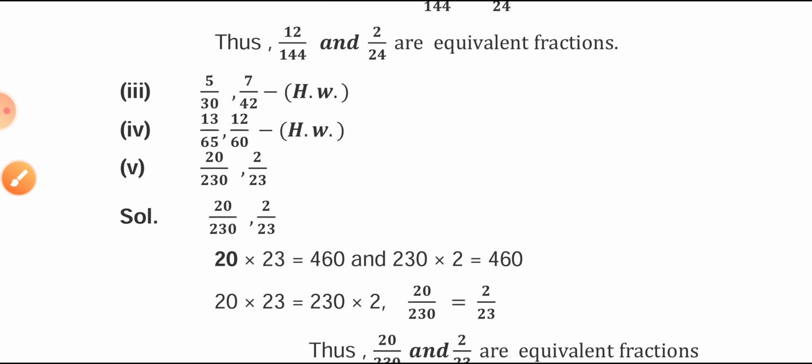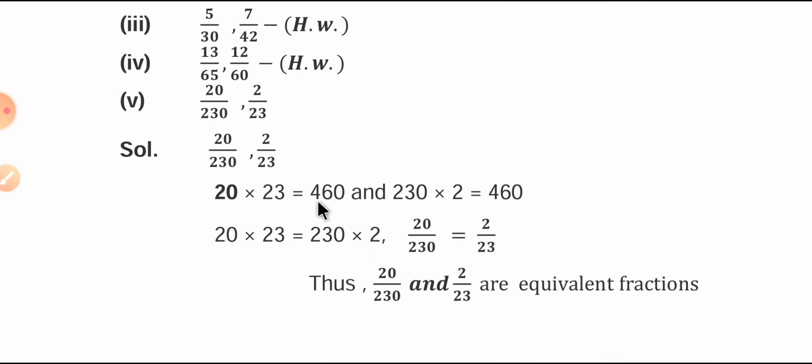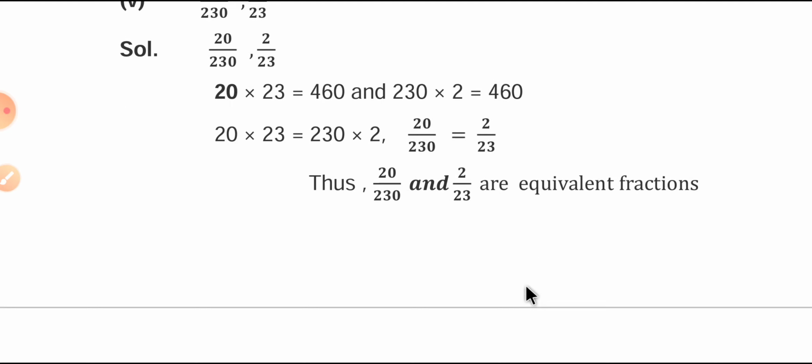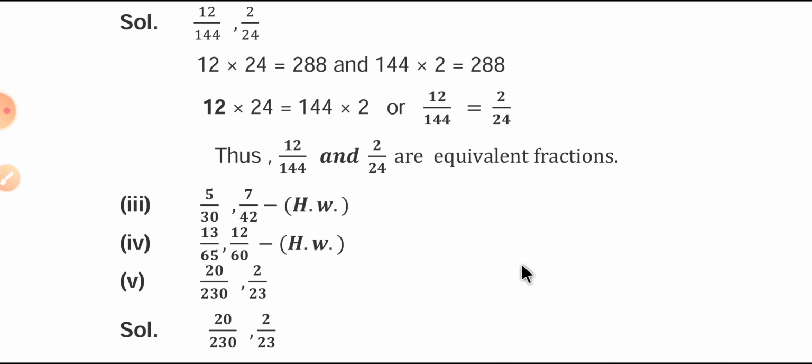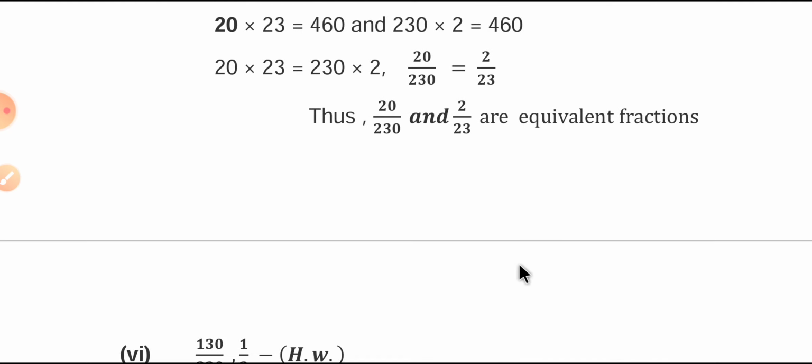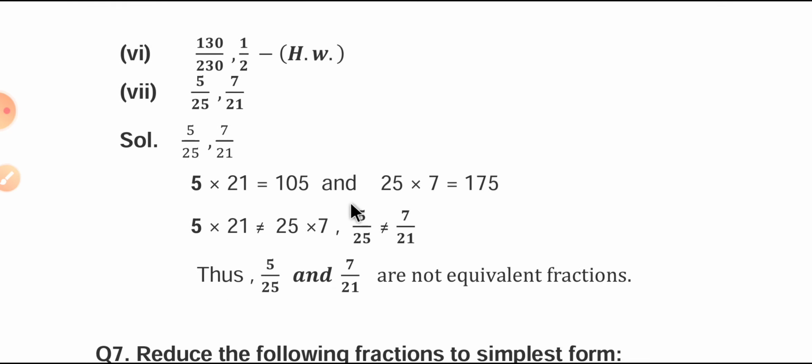Like this you have to solve questions 3rd and 4th also. Then see the fifth one, 20 by 230 and 2 upon 23. Here again we will cross multiply 20 with 23 and 2 with 230. If you multiply both, you get the same number, 460 and 460. It means both the fractions are equal. So we can write that 20 upon 230 and 2 by 23 are equivalent fractions. Using these properties you have to find whether fractions are equivalent or not. Like this you have to solve the other questions also.